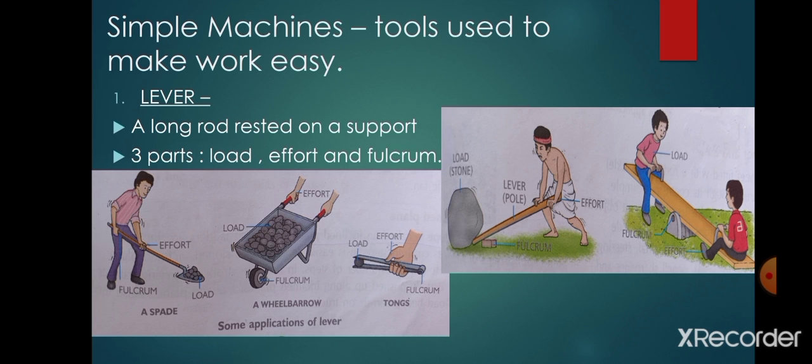What is effort? It is the point where the force is applied. Fulcrum is the support which acts as a turning point, and load is the weight which needs to be lifted or moved. These are the three parts in the lever. Many devices based on lever are used to cut things and even open lids, such as spade, wheelbarrow, tongs. Different pictures are given here. These are a few examples of lever.